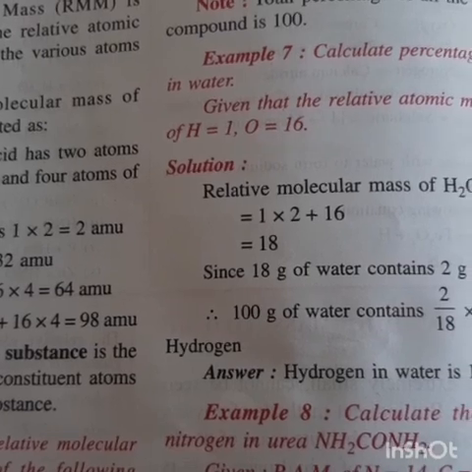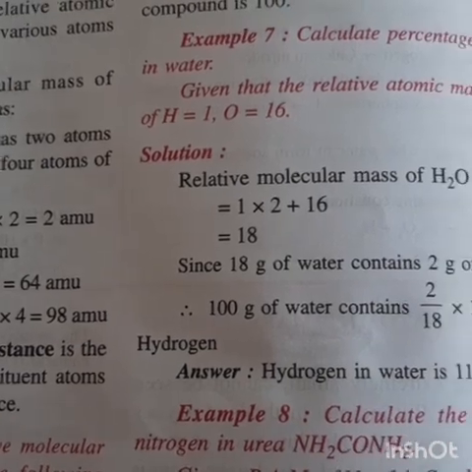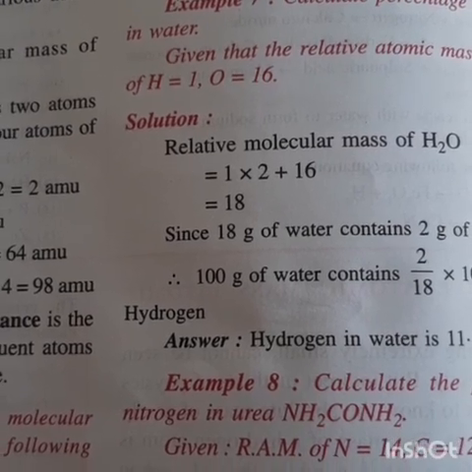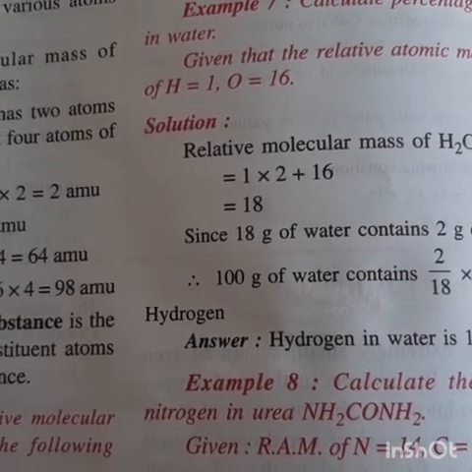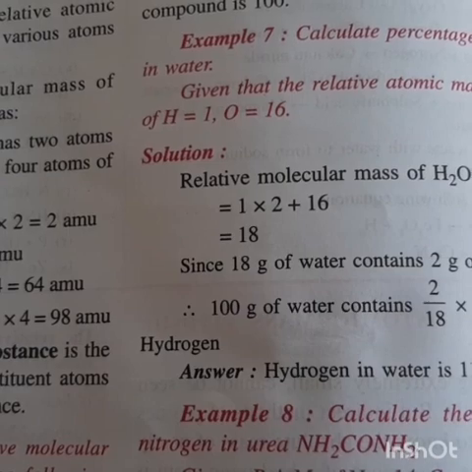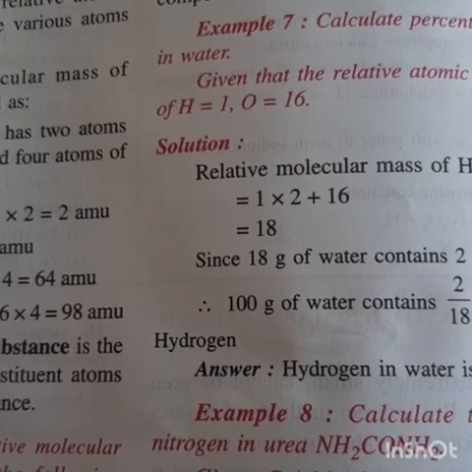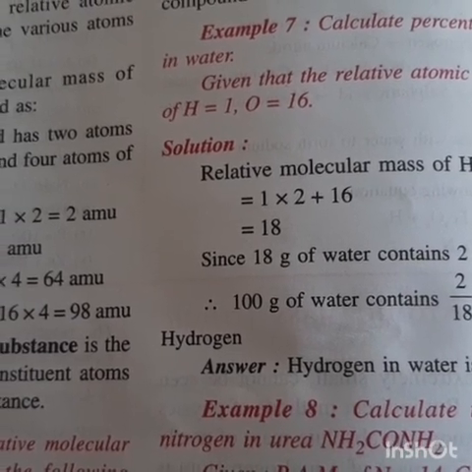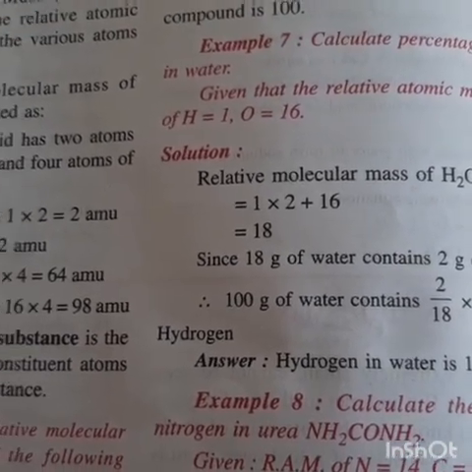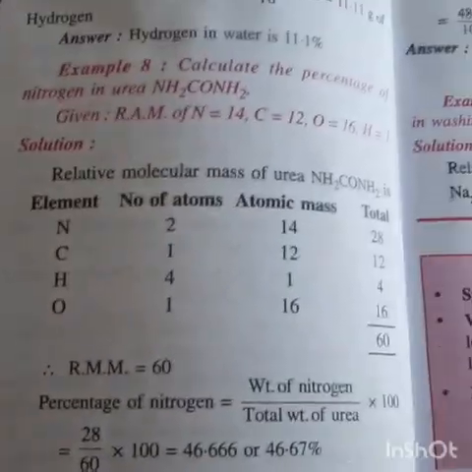Now since 18 grams of water contain 2 grams of hydrogen, we use the unitary method. When 18 grams of water is there, the amount of hydrogen is 2 grams. So if 1 gram of water is there, it becomes 2 by 18. Now we want it according to 100 grams because we need percentage. So for 100 grams of water, we get 2 upon 18 into 100, which is 11.11 grams of hydrogen. That means the mass percentage of hydrogen in water is 11.11. There are many other examples also given.